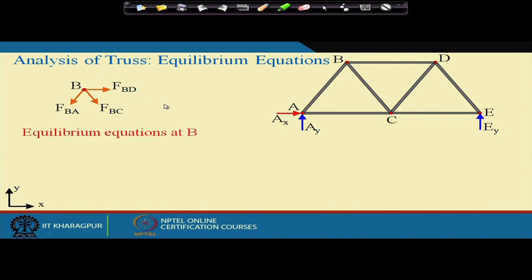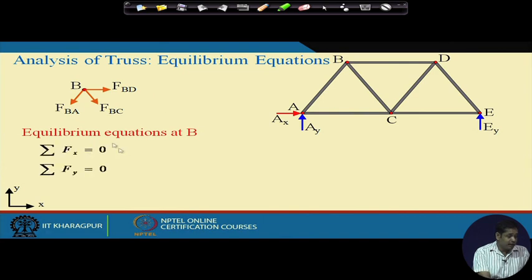Now, what equilibrium equations can we have here? This is the free body diagram of joint B, and joint B is in equilibrium. So, what conditions must the force system satisfy? One is that the summation of forces in the x direction is equal to 0, and the summation of forces in the y direction is equal to 0. You see, the summation of moment at B is anyway 0, because all the forces are passing through point B.